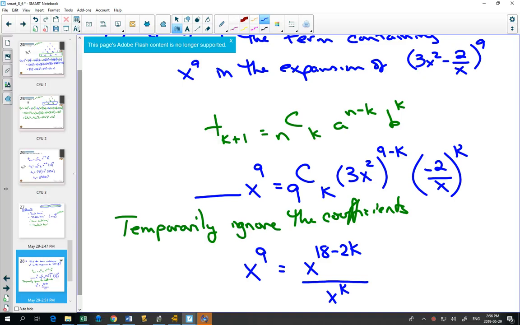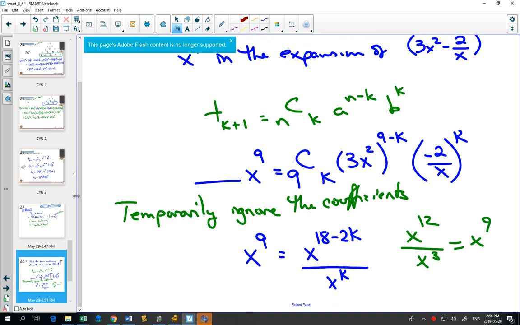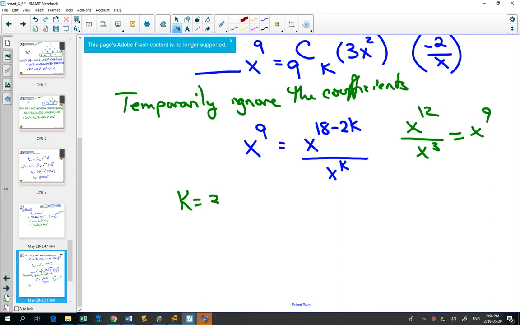4. 18 minus 8 would be 10 on the top, 4 on the bottom. Exponent laws, 10 minus 4, that gives us x to the 6. We're getting closer. 3. 18 minus 6 would be 12 on the top, 3 on the bottom. Can you see that if k is 3, that would simplify to x to the 9. So we could guess and check to get k is equal to 3.